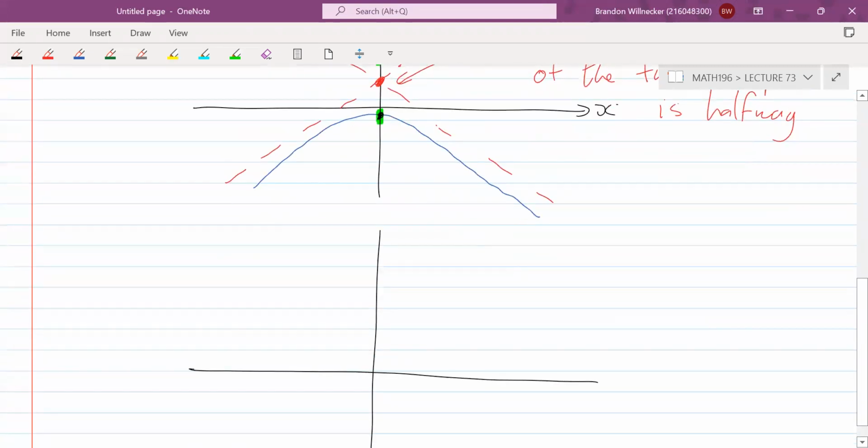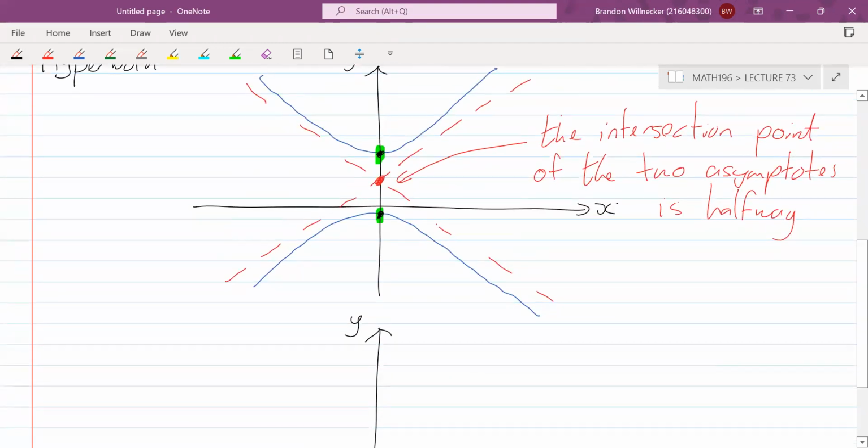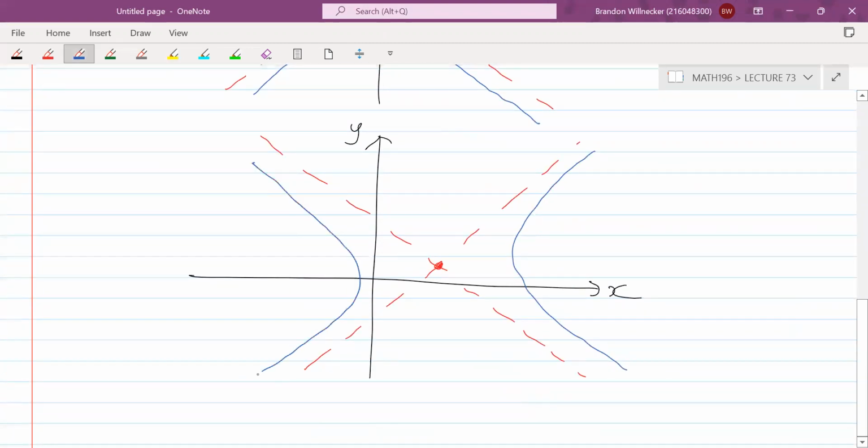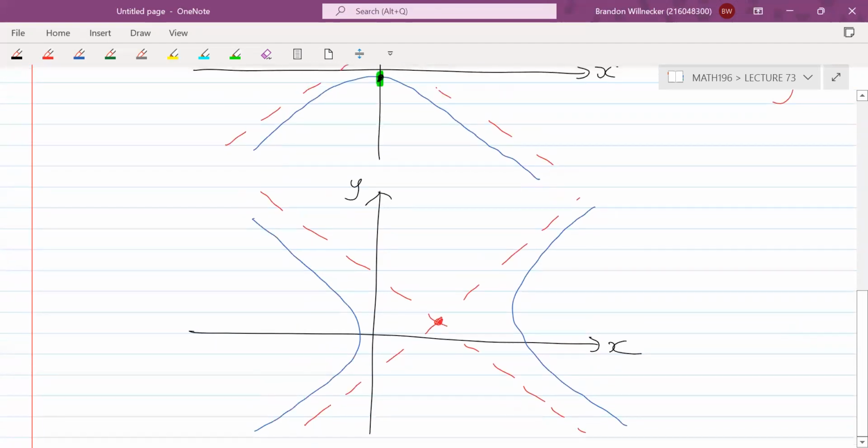Okay, we've got our x and y axes. We can put in our asymptotes. So let's say it's something like this. Let's say there's our center point. So that can move around, of course. So we've got the center point there, and then we can have something like this and something like this. And then again, these two branches go off to infinity like that.